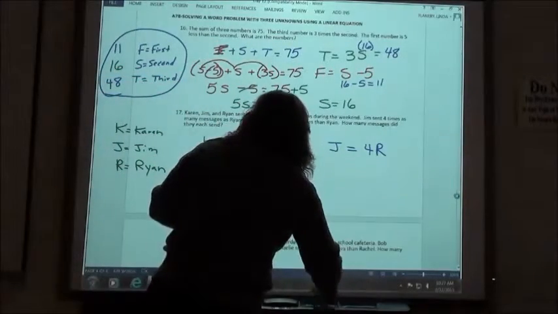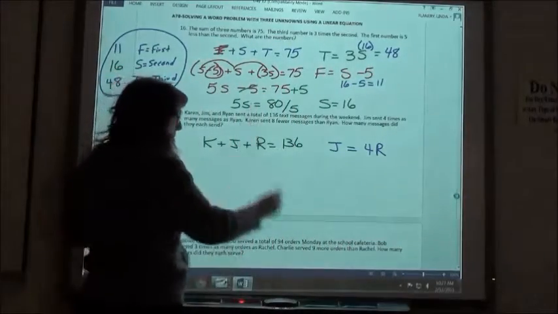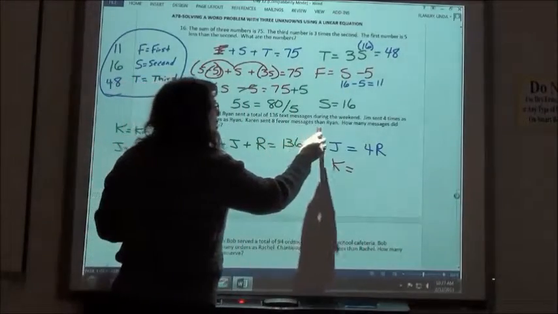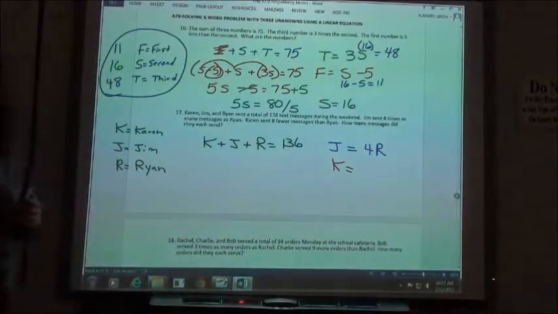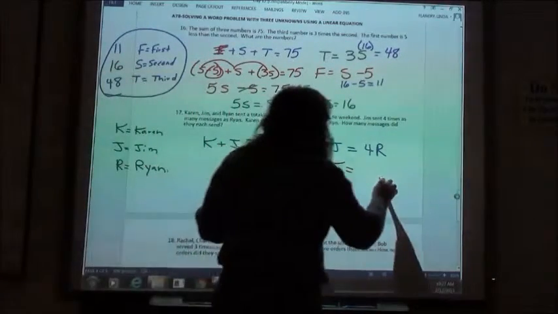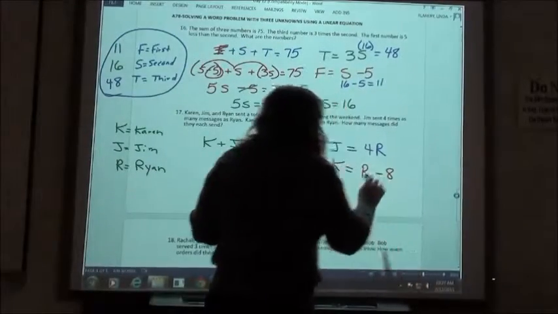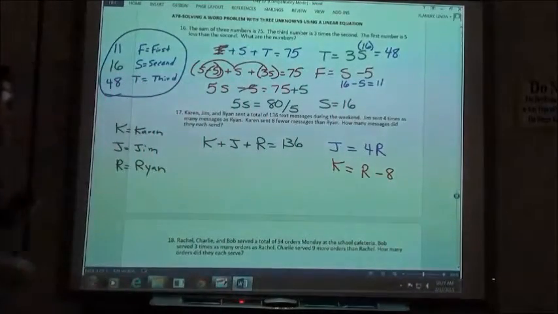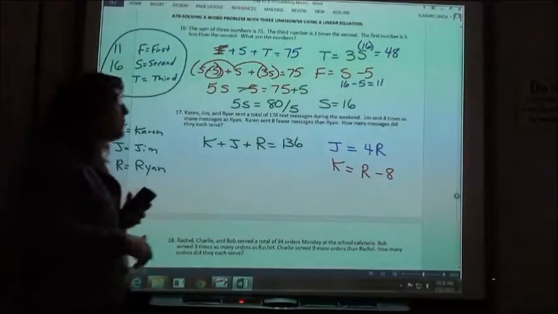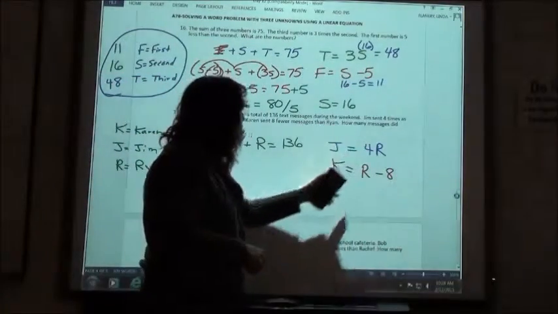The next sentence says, Karen, K, sent 8 fewer messages than Ryan. 8 fewer is like having 8 less than something. I'm subtracting the 8 from however many Ryan sent. I'm not starting with 8 and subtracting Ryan's. I'm taking 8 away from Ryan's. So again, I'm going to do the same thing.